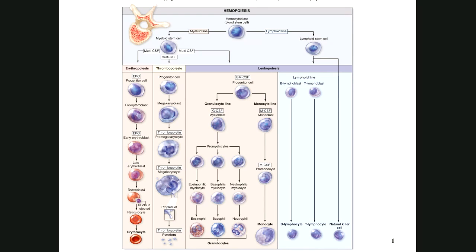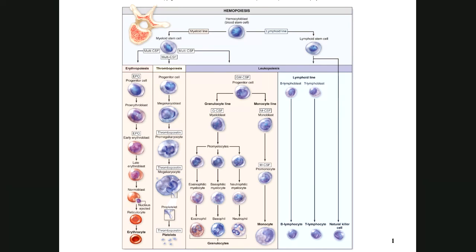Also, with our myeloid stem cell line, we have leukopoiesis along the granulocyte line and the monocyte line. The granulocyte line, these cells start as a myeloblast from the progenitor cell, and then they differentiate into eosinophils, basophils, or neutrophils, and those are all of our granulocyte white blood cells. This progenitor cell can also differentiate into our monocyte, which then matures and becomes a monocyte, our white blood cell monocyte.